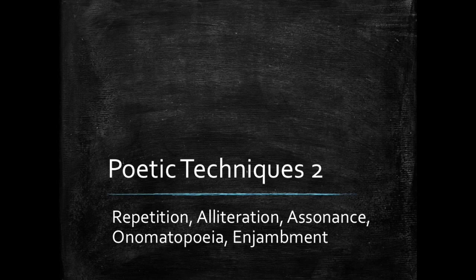Welcome to Poetic Techniques number 2. This is where we get a little more complicated and we start looking at a few more technical techniques. We're going to look at repetition, alliteration, assonance, onomatopoeia, and enjambment. Let's go.